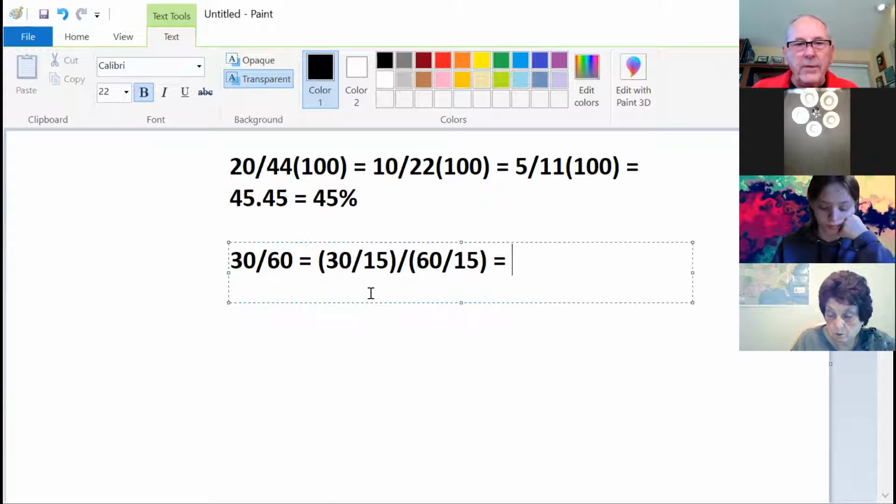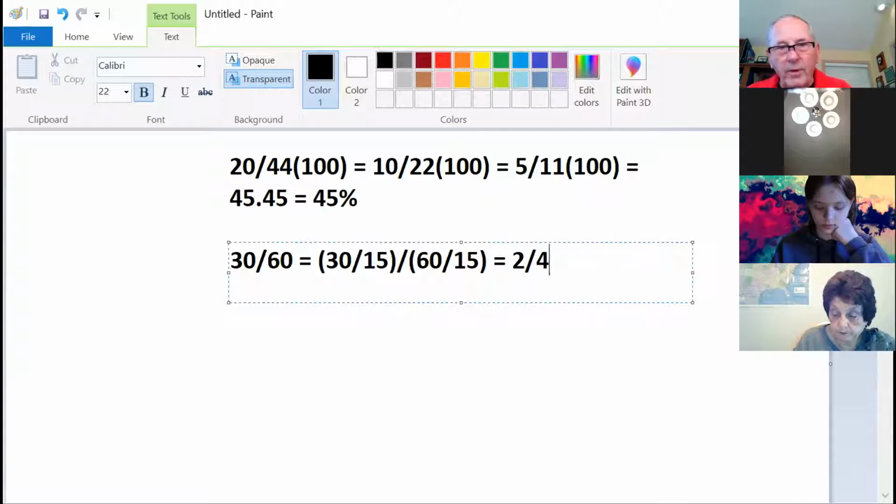Okay, so 30 divided by 15 is what? 2, right? And what's 60 divided by 15? How many times does 15 go into 60? 4. So it's 4, right? Now we've got 2 over 4, but we can reduce that down even more, to 1/2. You could have taken the original and divided the numerator and denominator by 30 and got 1/2, but you can do it in steps. There's nothing wrong with that. You're going to end up with 1/2, right?